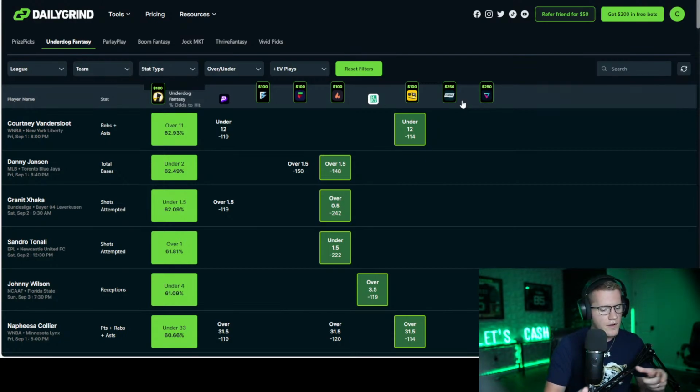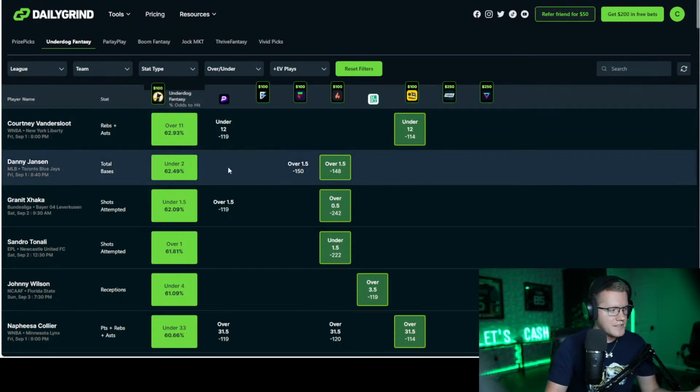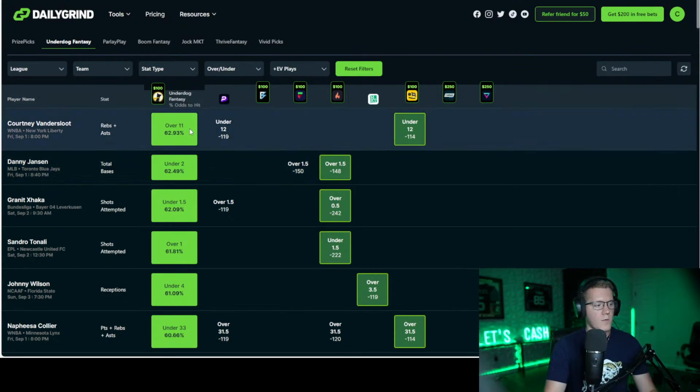When they move on sports books or DFS apps. So how does Vandersloot's 1 rebound and assist move, right? When there's a discrepancy. So whenever she gets 1 rebound and assist, how is that really impacted in terms of a percentage? Well, we're saying it's bumped up to 62.93%.